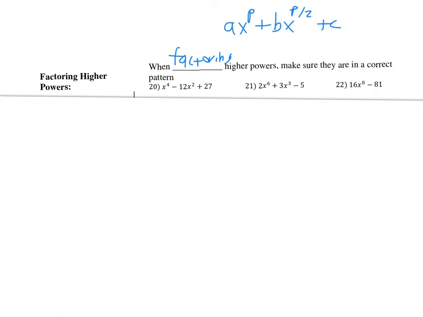So number 22. This one is not a trinomial, so I'm not worrying about this pattern up at the top here. It's just difference of perfect squares. And so I'm going to break that apart into 2 parentheses. So this is going to become 4, and that's going to become 9. I think that's the easy thing to see.